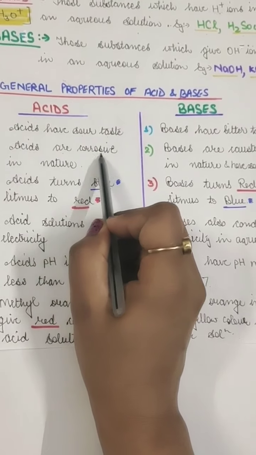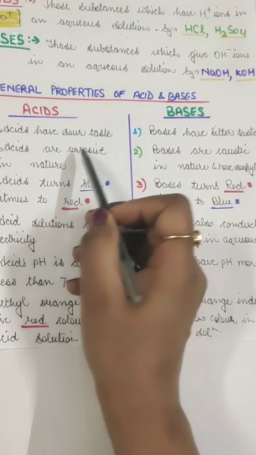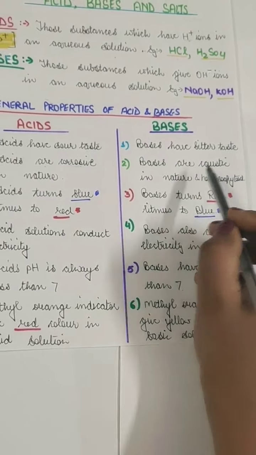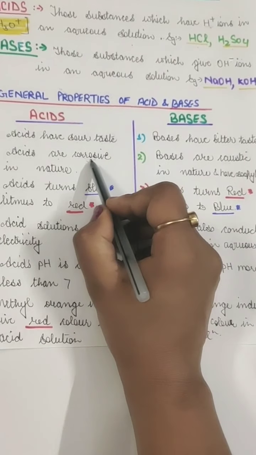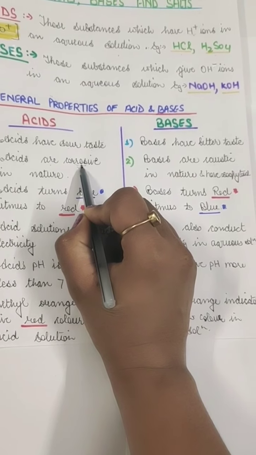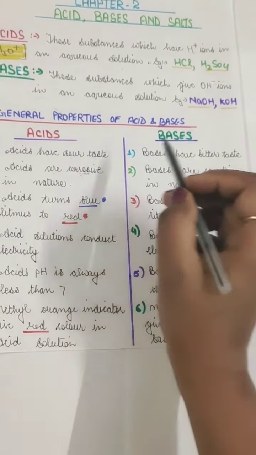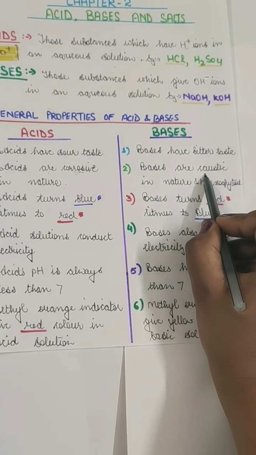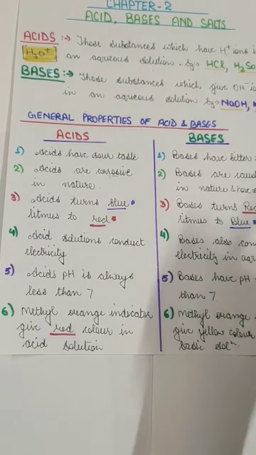So acids are corrosive in nature, highly corrosive. Bases are caustic in nature. That means they both are harmful. They corrode the substances of any metal or anything. If you take acid on your hand it will be burnt, so they are corrosive in nature. And bases are caustic in nature. They will also destroy the surface, but they are caustic in nature.